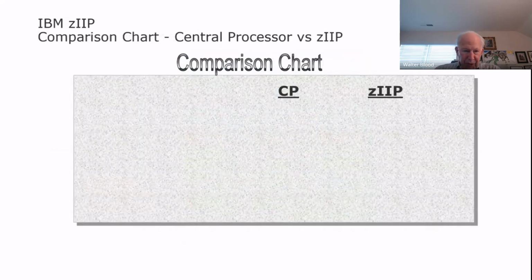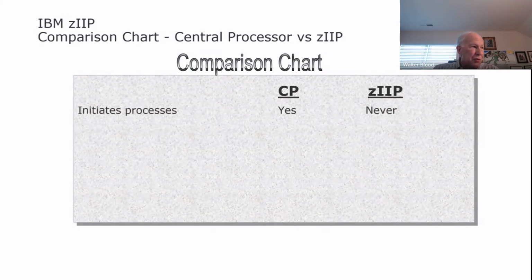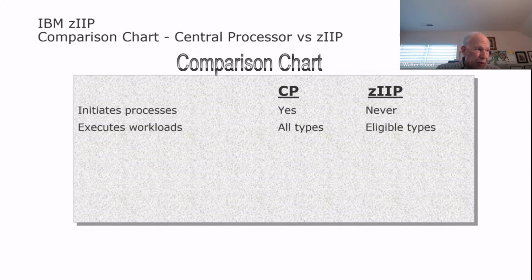Now, let's take a little deeper look into what runs there and what doesn't run there, okay? The CP, the central processor, can initiate processes. The zIIP cannot. This is something that cannot happen, and there are very direct consequences to that. Executing workloads, the CP can execute all types of workloads. The zIIP can only execute eligible types of workloads, and there are limitations, and we'll talk about those. The zIIP never incurs CPU charges, and this is a big point behind the chip, behind the zIIP. The CP is always going to incur CPU charges.